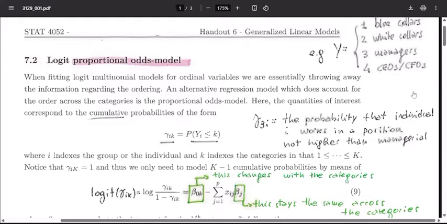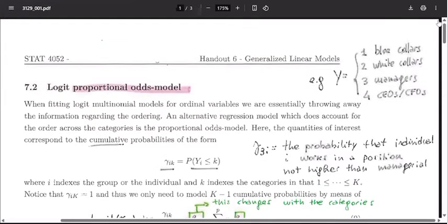For instance, what does that mean? If I have four levels of a response variable, maybe a position in an organization: the blue collar, the white collar, the managers, and the CEOs. Take a look at that. There's a kind of ordering here. I want to interpret gamma_i3. K equal to 1 is blue collar, K equal to 2 is white collar, K equal to 3 is managers, and K equal to 4 is CEOs.